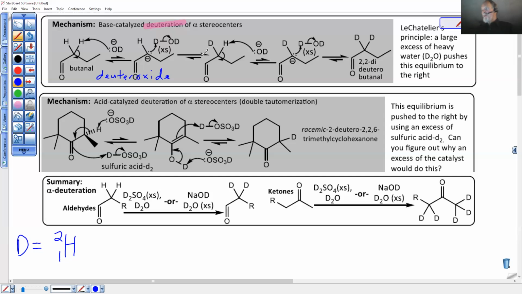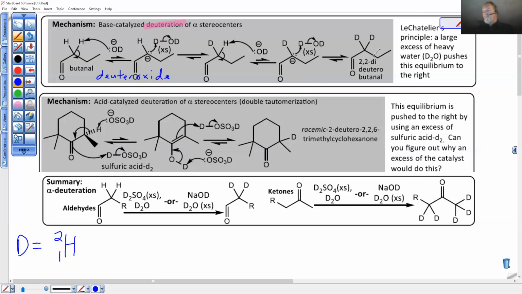If you want this process to go to equilibrium to this product, just make sure you have a large excess of these two things. We know Le Chatelier says we always shift away from excesses. And if you want to make sure all the alpha positions are occupied by deuteriums, just use excess of those two. And you will force this equilibrium to the right as well. It's the same mechanism again, isn't it? And once again.